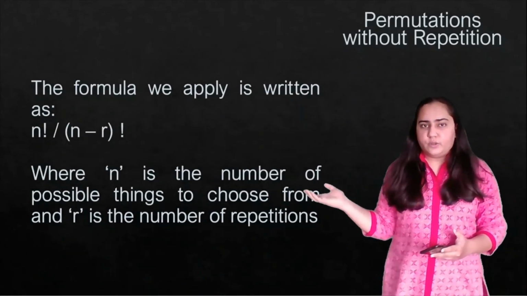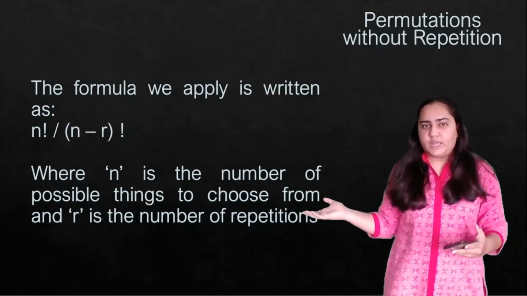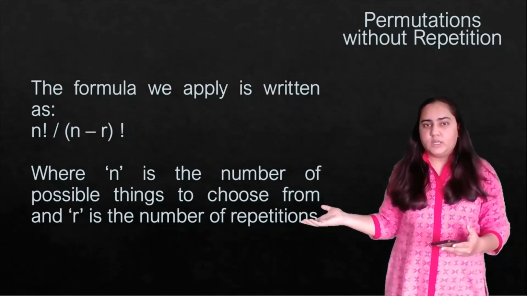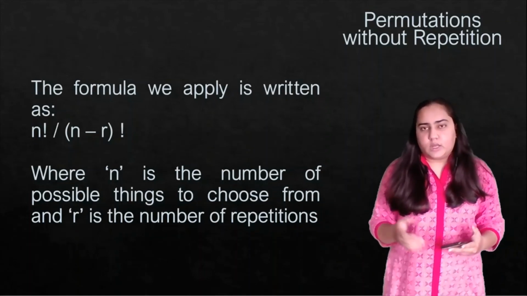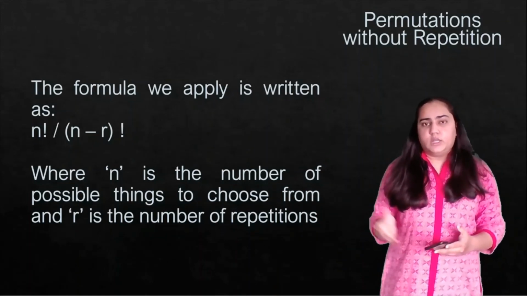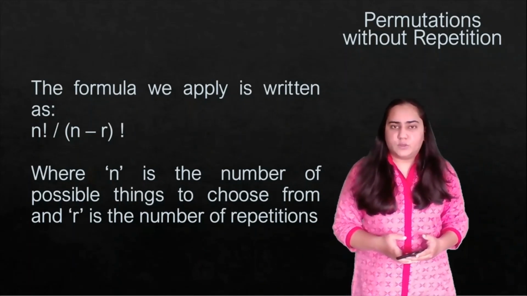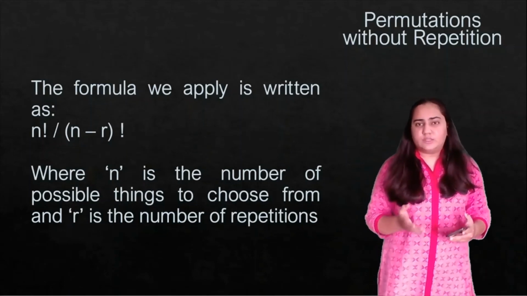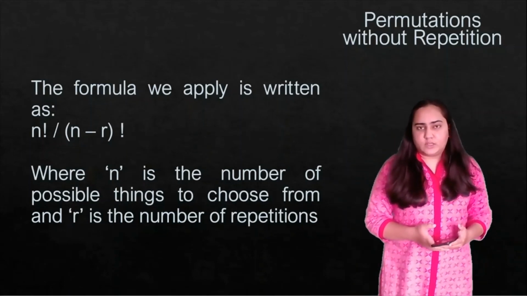So this is the formula, and like I said, this is just a recap that here n is the number of possible things to choose from, and r is how many times you are choosing. And this is the formula that you would want to remember, because it's going to help us later on as we study this subject of data analysis and visualization.